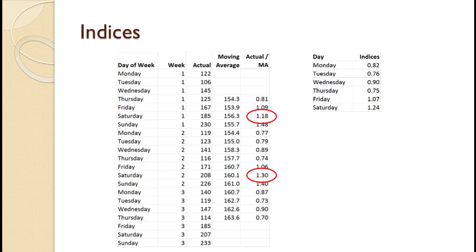For Saturday, 1.18 and 1.30 average to 1.24. For Sunday, 1.48 and 1.40 average to 1.44. At this point, we have the indices. The moving averages and actuals divided by moving average columns are no longer needed. They were simply working calculations to get to the indices.